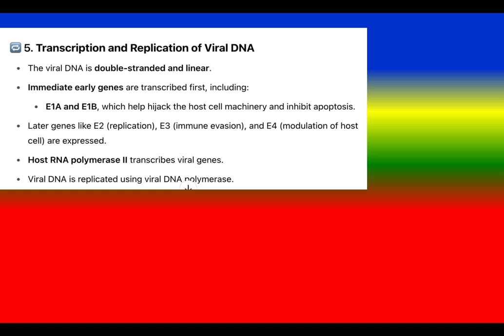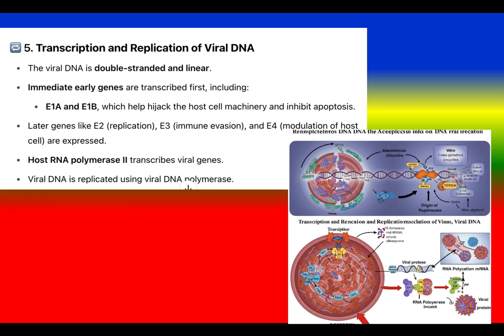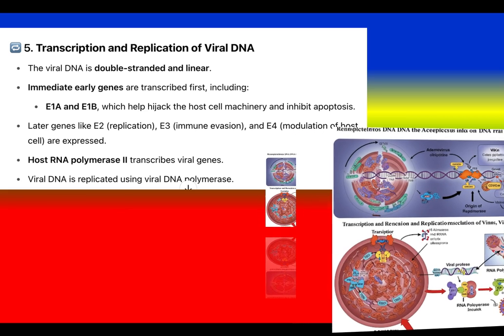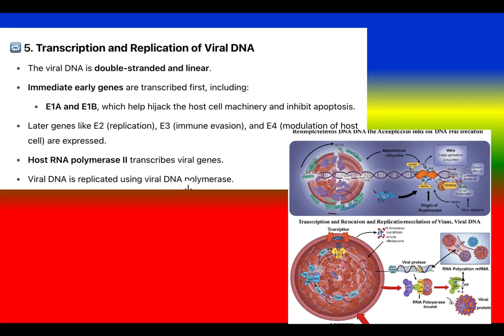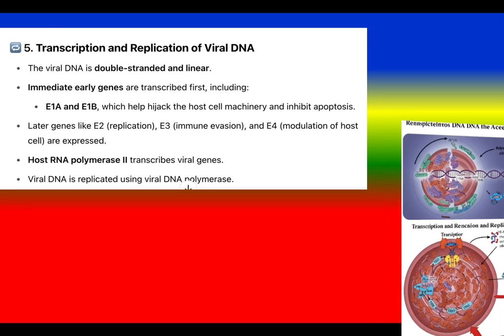5. Transcription and replication of viral DNA. The viral DNA is double-stranded and linear. Immediate early genes are transcribed first, including E1A and E1B, which help hijack the host cell machinery and inhibit apoptosis. Later genes like E2 (replication), E3 (immune evasion), and E4 (modulation of host cell) are expressed. Host RNA polymerase II transcribes viral genes. Viral DNA is replicated using viral DNA polymerase.